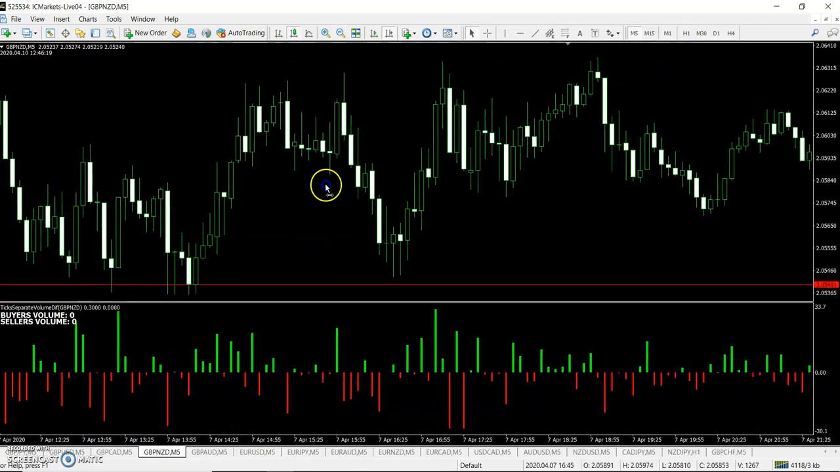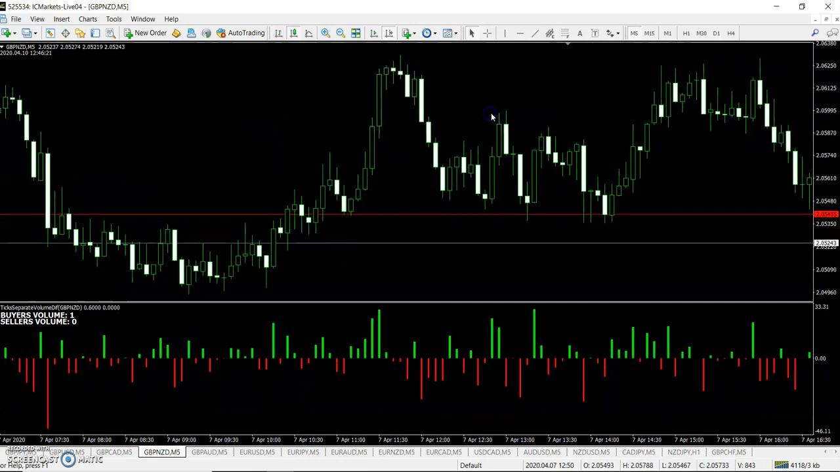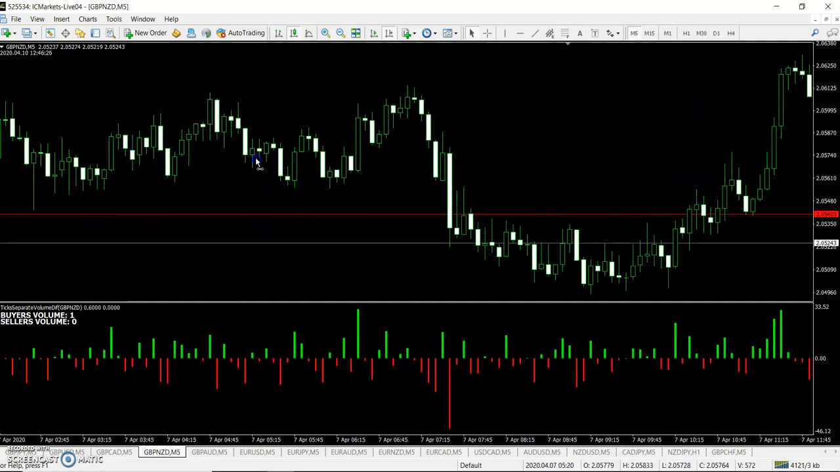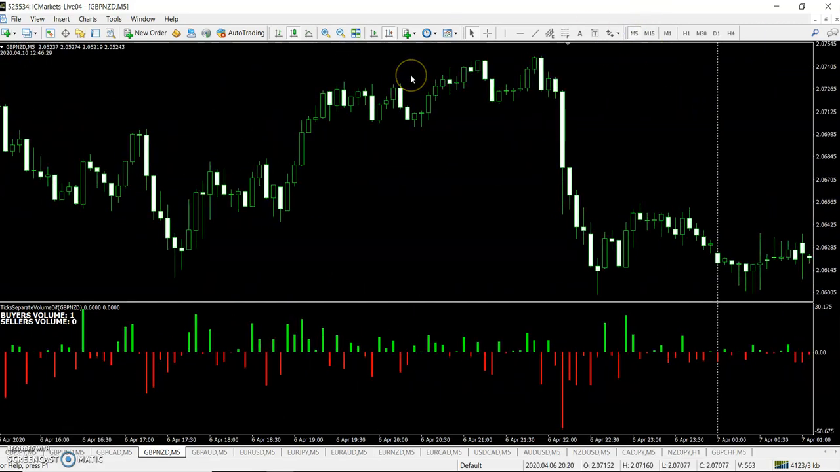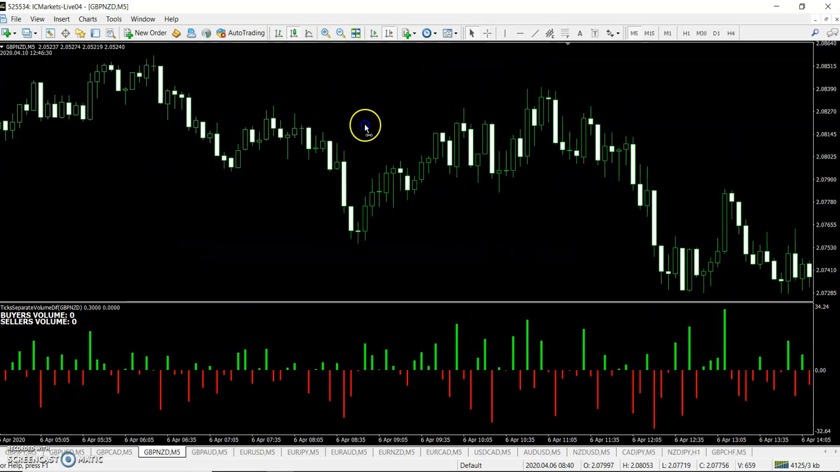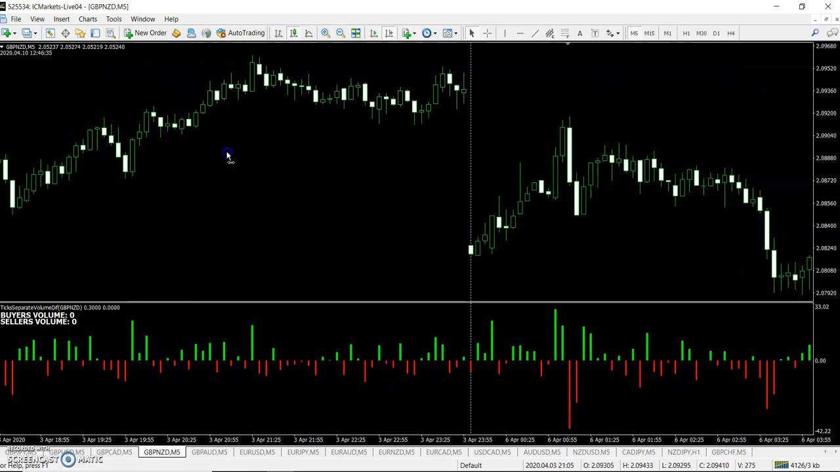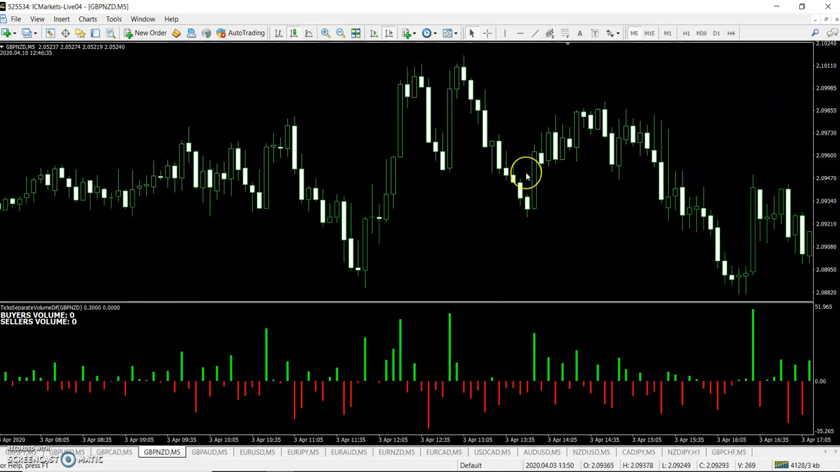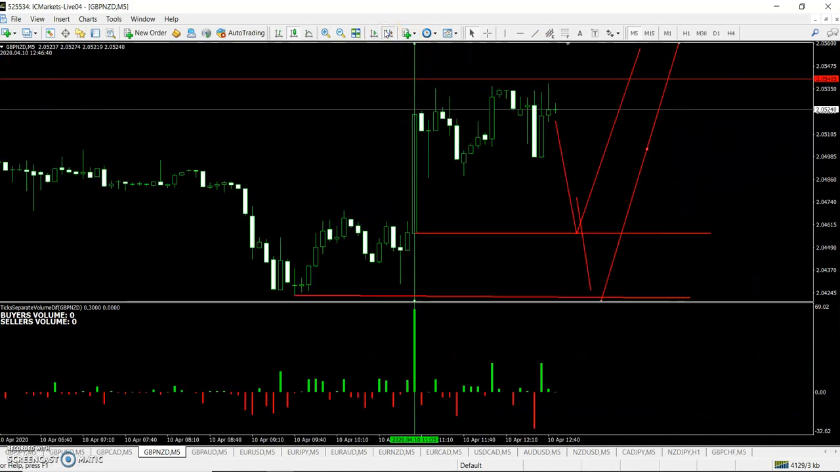But the trick is to use the tick volume indicator to identify these particular zones. It's very, very important to focus on the tick volume indicator, because it will show you exactly what happened on that particular zone. It will separate your buyers from your sellers, and you will be able to see exactly what happened based on your buyers and sellers.